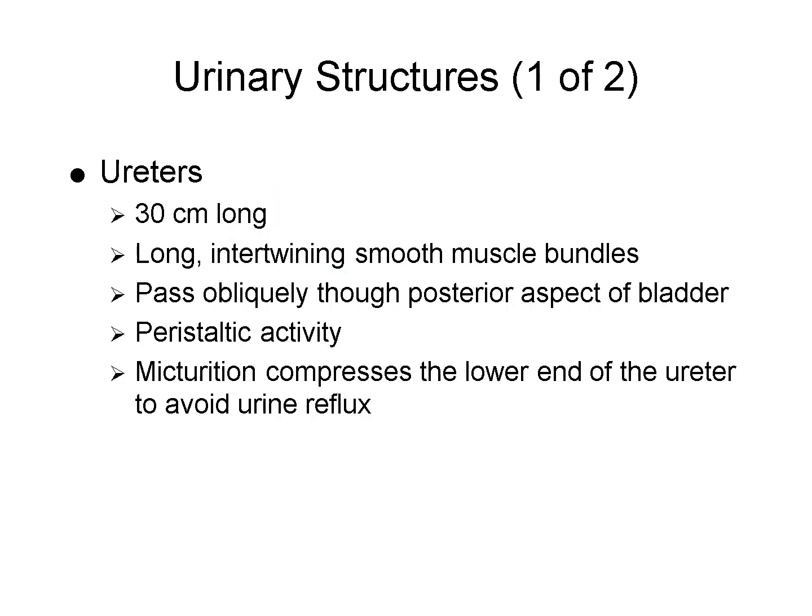Urine formed in the kidneys travels through the ureters, which are muscular tubes about 30 centimeters long. They propel urine to the bladder using coordinated peristaltic movements. The ureters enter the bladder obliquely, which prevents urine backflow during bladder contraction. This design helps reduce the risk of urinary tract infections.